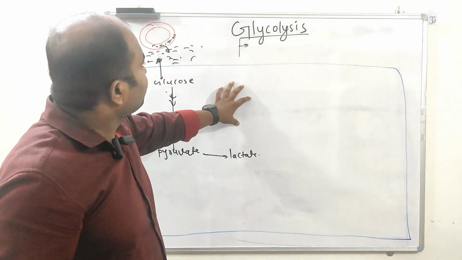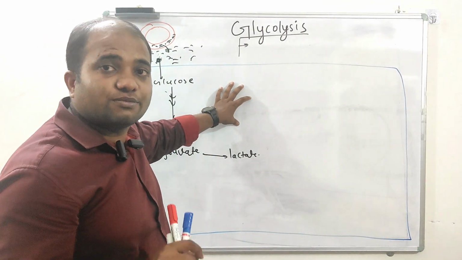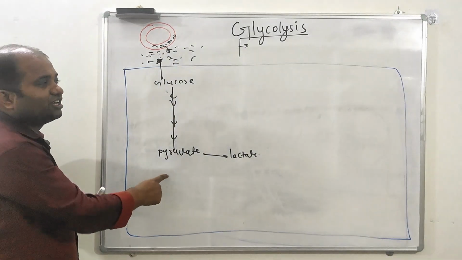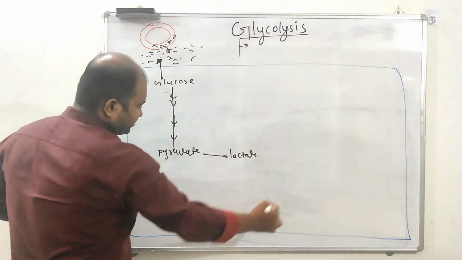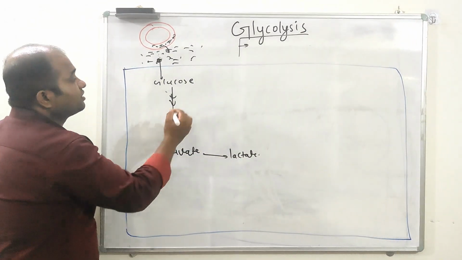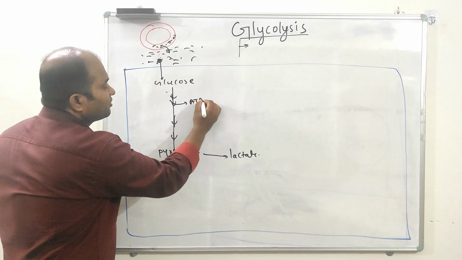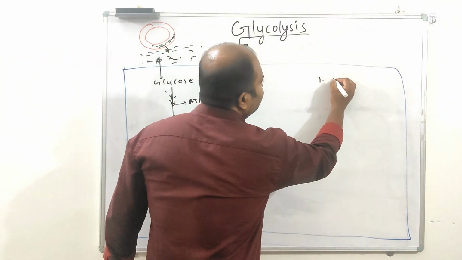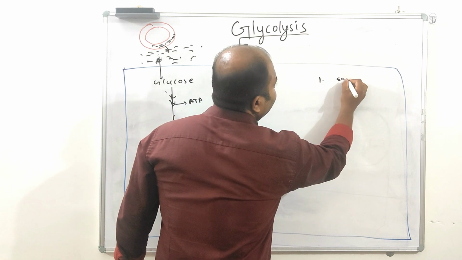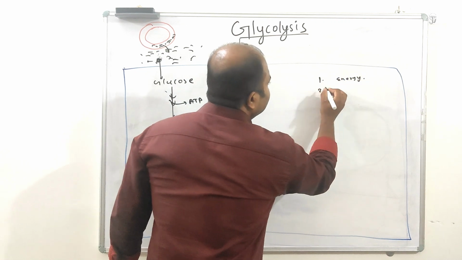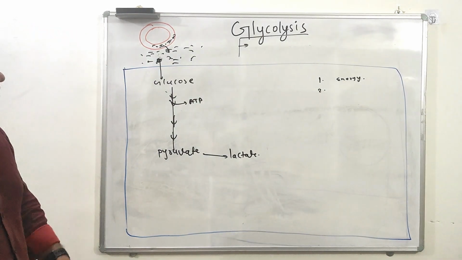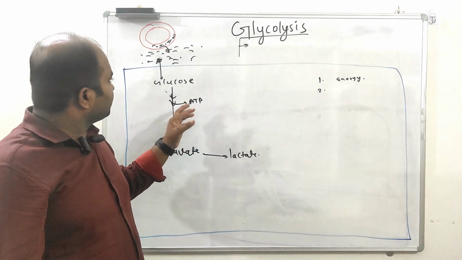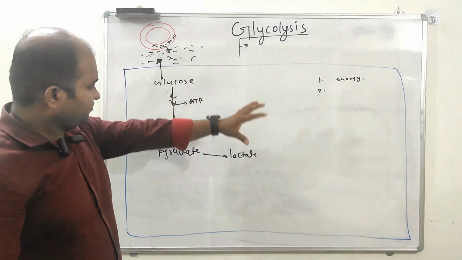Now we are going to see the importance. There are several. The provision of these reactions is just to provide the cells energy, right? It will emit energy, ATP. So the provision of glycolysis is to provide energy. The first importance is that it provides energy, right? Second, what is the use of this energy?